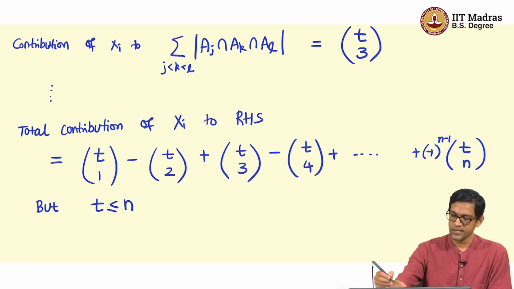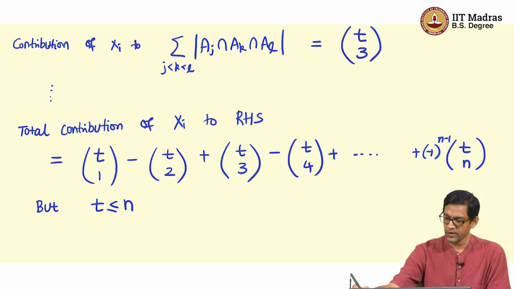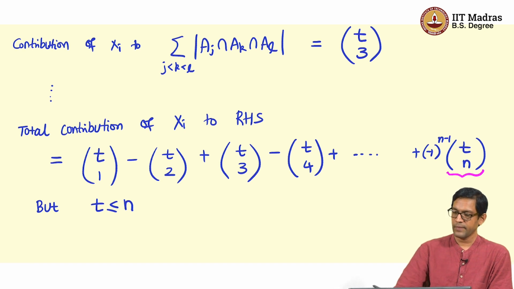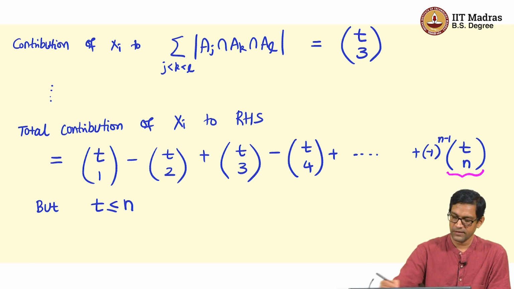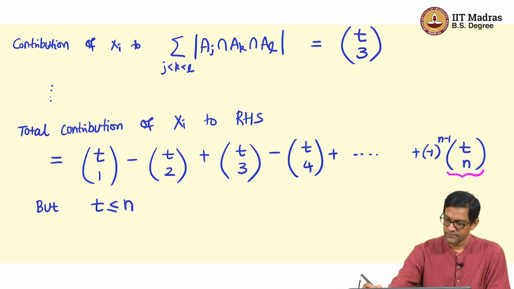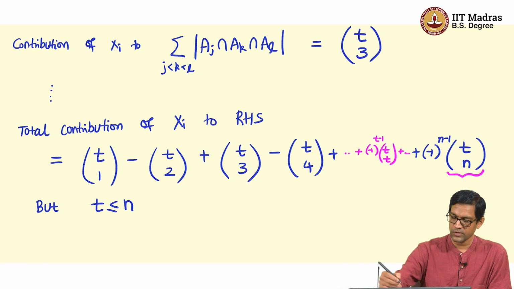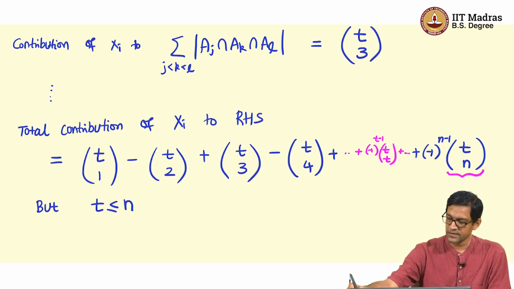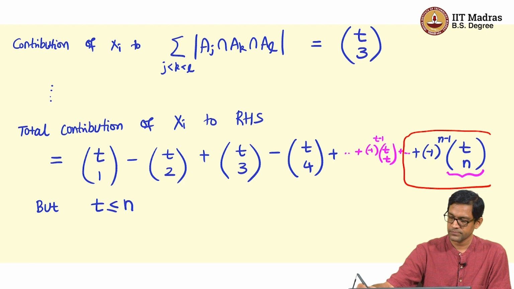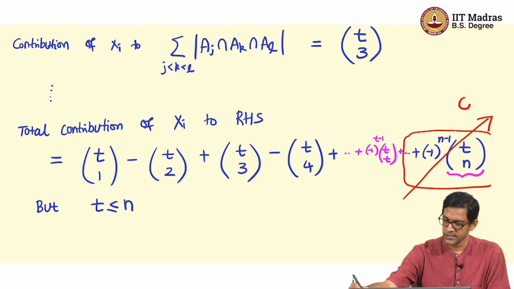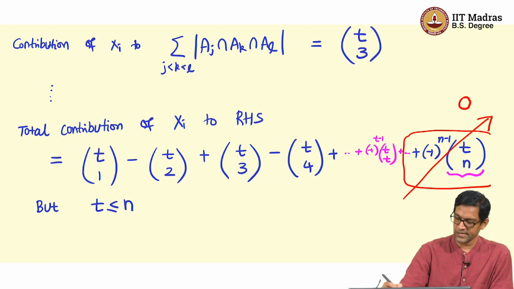So what this means is that even though this sum looks like it is going all the way till t choose n, it may stop somewhere before, right? If t is strictly smaller than n, then how far will I go? So I go till, there will be a term (-1)^(t-1) t choose t, plus t choose t+1, t choose t+2 and so on, but all terms after that stage are all 0. So all these are 0 if t is strictly smaller than n.